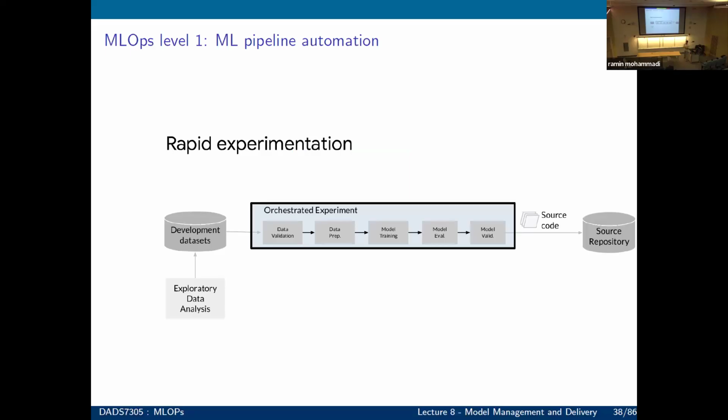The idea is that by starting with rapid experimentation, you need a way to quickly do experiments. That means you need a pipeline for data validation, data preparation, model training, model evaluation, and model validation. That pipeline should become end-to-end. The only thing you change over time is your data, and you should be able to quickly experiment. The result of this, the code, you write to some sort of source repository, or GitHub, for example.